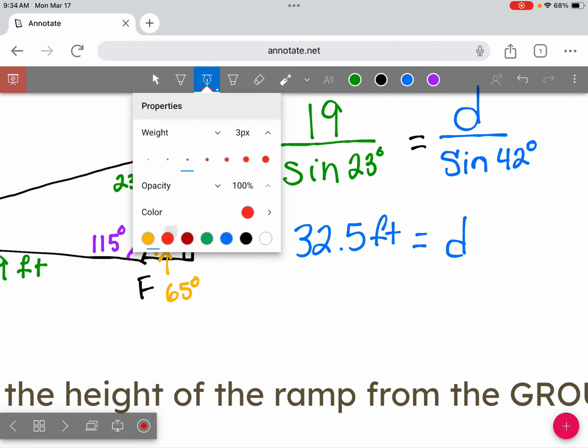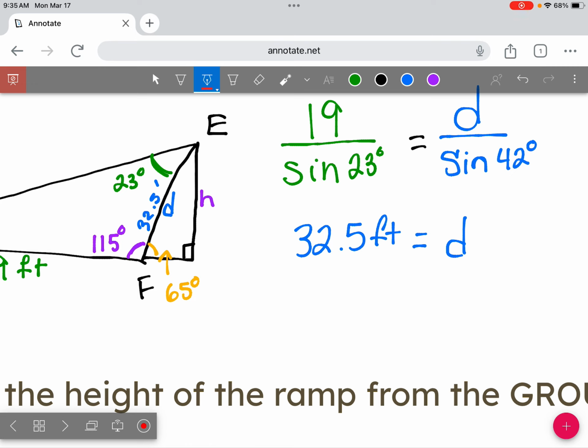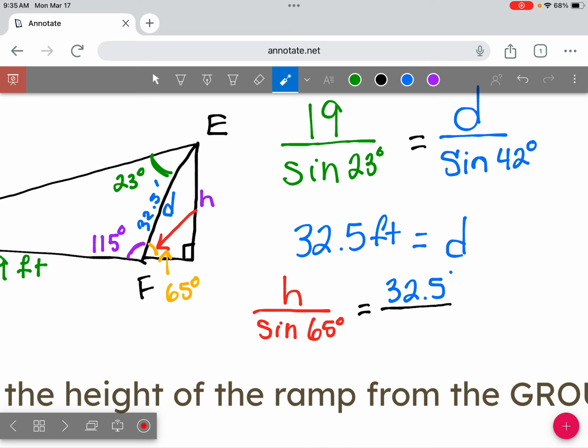But I feel like we would rather do it this way, because to find H, our height, its relationship is with 65 degrees. Sine of 65 degrees. What other piece do we know in this triangle? Side D, which is 32.5. What angle does 32.5 go with in that little triangle? 90 degrees.